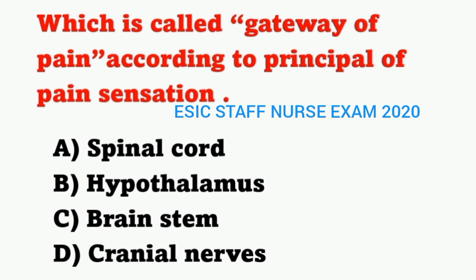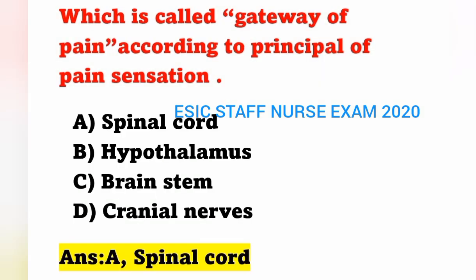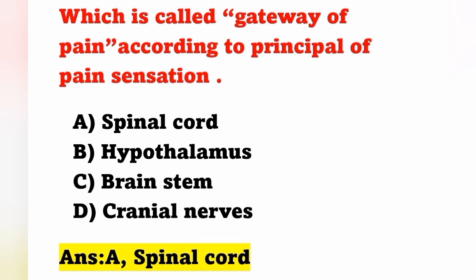First question, which is called the gateway of pain according to the principle of pain sensation? Options: option A spinal cord, option B hypothalamus, option C brainstem, option D cranial nerve. Here the question is the gateway of pain. Which body part is known as the gateway of pain? And the correct answer is spinal cord. Option A is the correct answer.